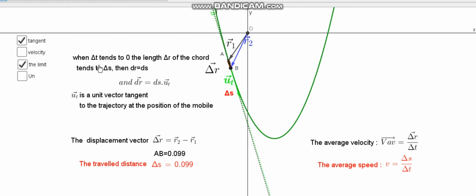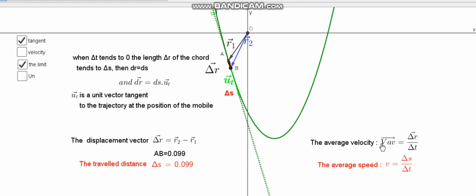Now, at the limit, when delta t tends to 0, the length delta r of the chord tends to delta s, then dr equals ds, and the vector dr equals the magnitude ds times ut. Ut is the unit vector tangent to the trajectory at the position of the mobile.